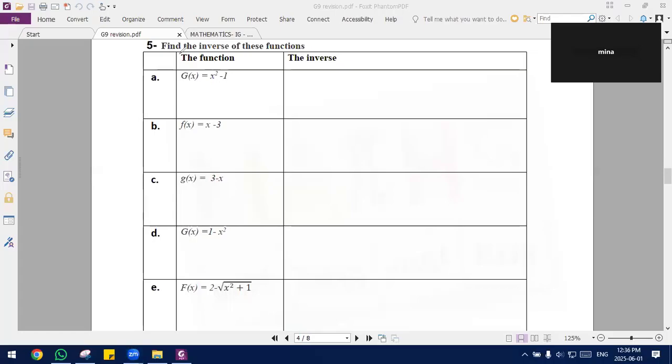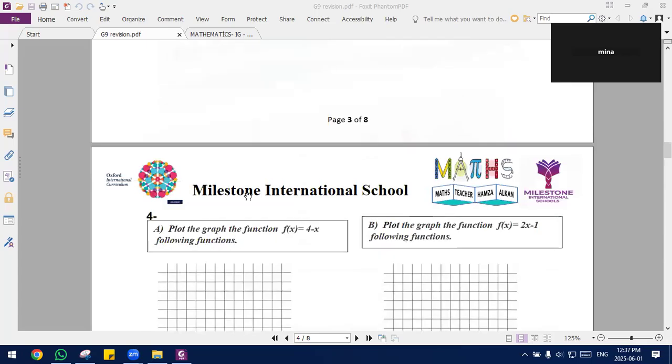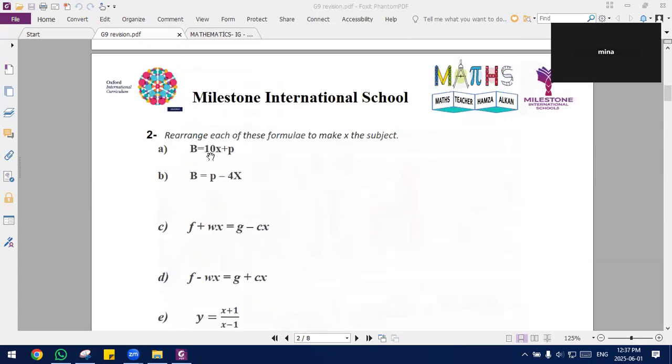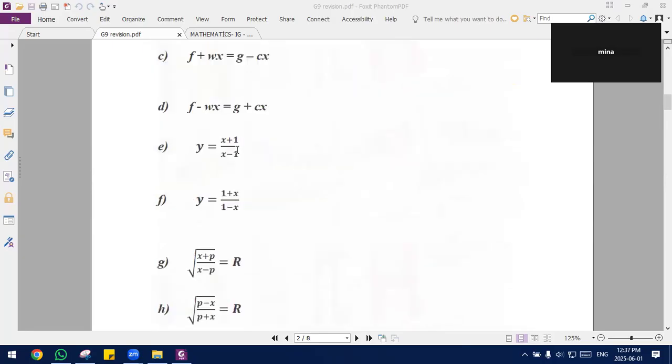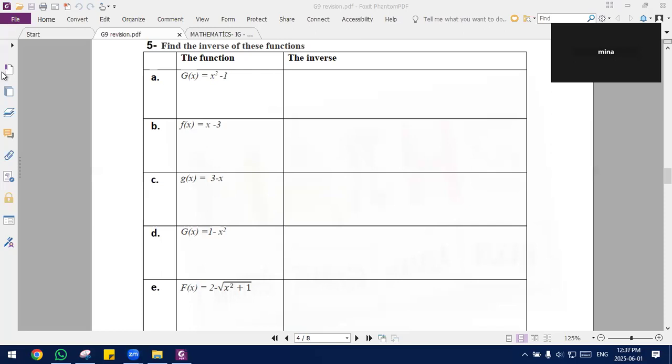Now, question 5, it says, find the inverse of this function. Do you remember the steps for finding the inverse? We did it in question 2, make x the subject. It's a bit close to it.